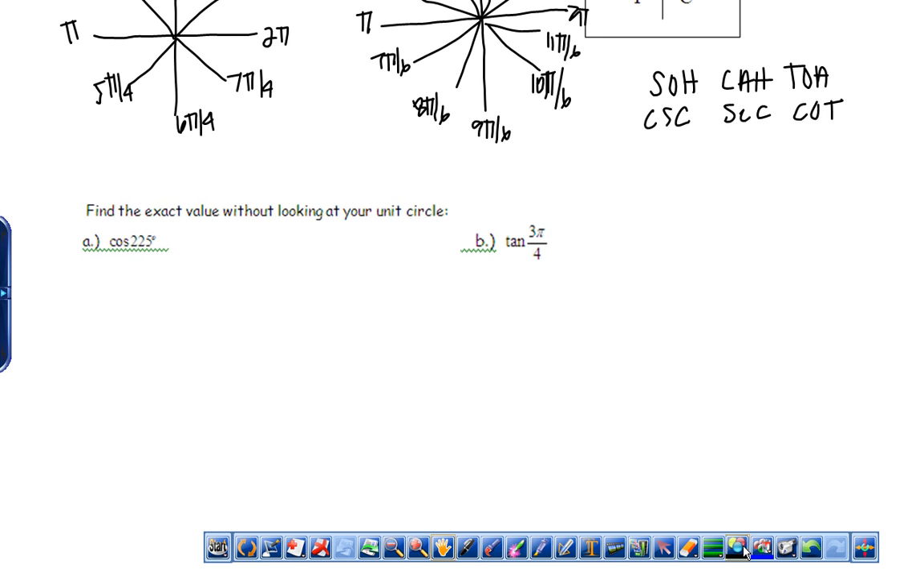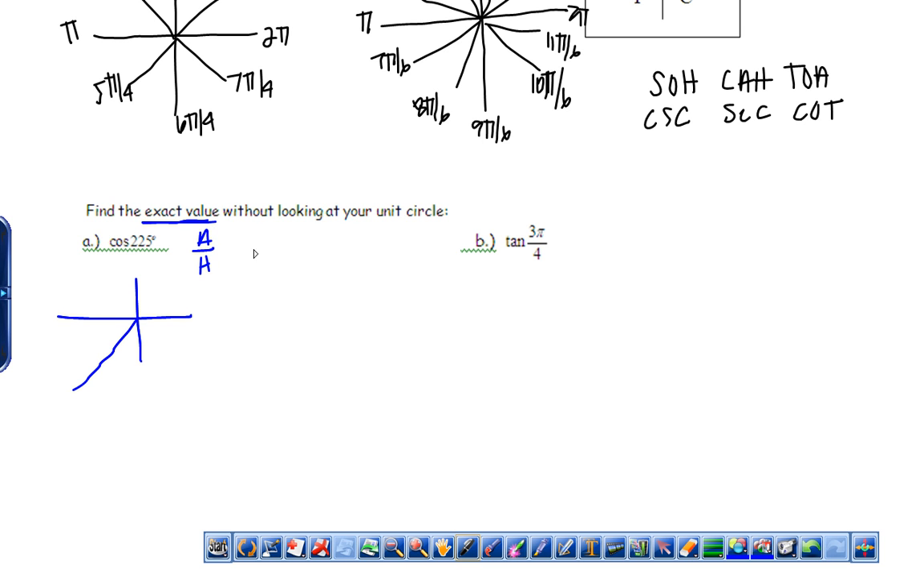Okay, so now looking at this first function here. It says find the exact value. An exact value is going to be a ratio. We're starting with a degree, and I want a ratio. So what you're going to do is think of cosine. So cosine is adjacent over hypotenuse, and I'm going to graph 225 degrees. So we know 225 degrees is going to be in your third quadrant. So you're going to go all the way over here, 225 degrees. That's all the way around here.